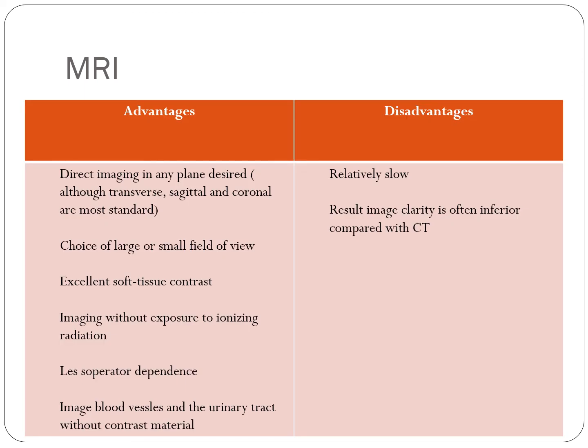Advantages and disadvantages of MRI. Advantages are direct imaging in any plane desired, although transverse, sagittal, and coronal are the most standard. Choice of large or small field of view, excellent soft tissue contrast, imaging without exposure to ionizing radiation, less operator dependence, and imaging of blood vessels and the urinary tract without contrast material. For the disadvantages, it is relatively slow. Resulting image clarity is often inferior compared with CT scan.